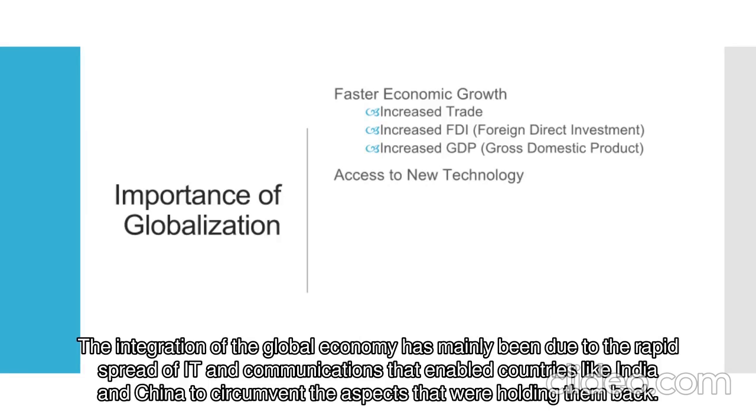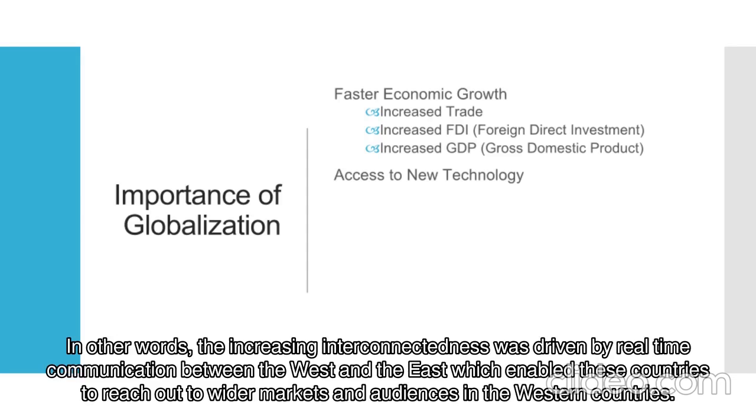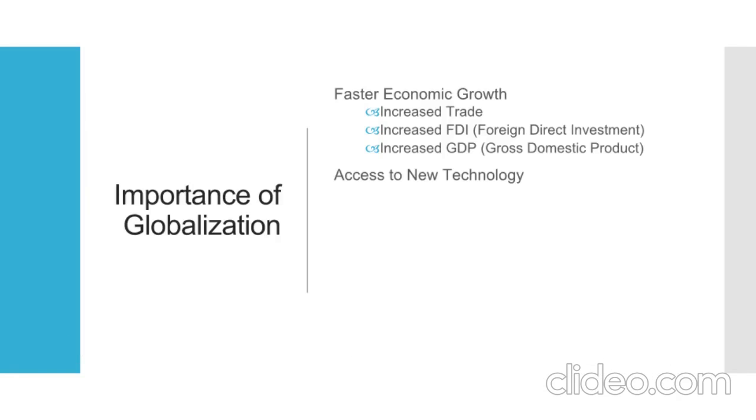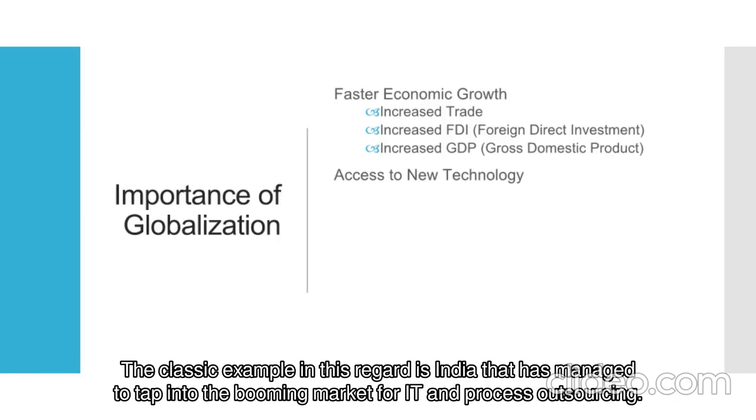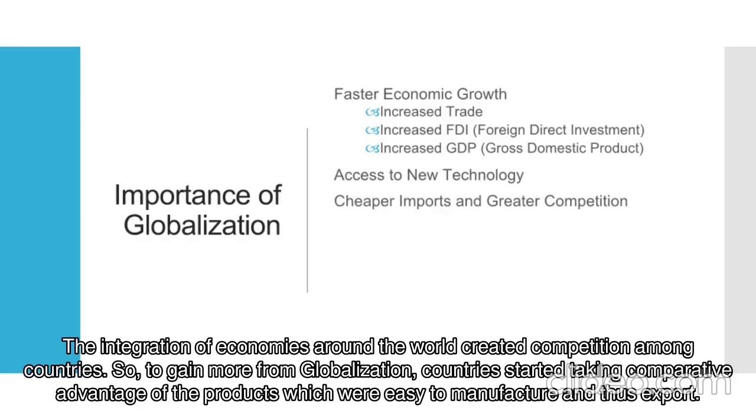The integration of the global economy has mainly been due to the rapid spread of IT and communications that enabled countries like India and China to circumvent the aspects that were holding them back. In other words, the increasing interconnectedness was driven by real-time communication between the West and the East, which enabled these countries to reach out to wider markets and audiences in the Western countries. The classic example in this regard is India, that has managed to tap into the booming market for IT and process outsourcing.